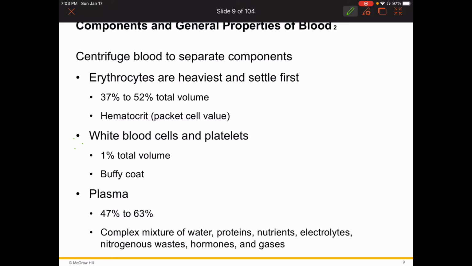So we know now about centrifugation. That's that spinning motion, right? Just like a spin cycle on your washing machine for your clothes at home, right? So all the heavier components go out to the bottom.